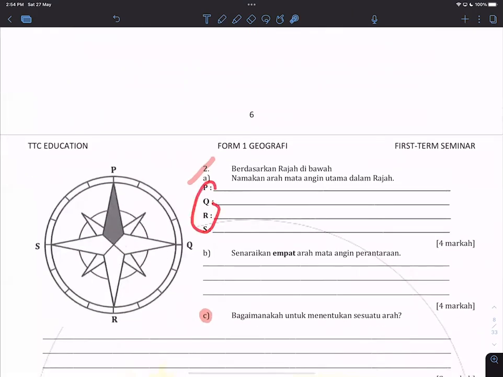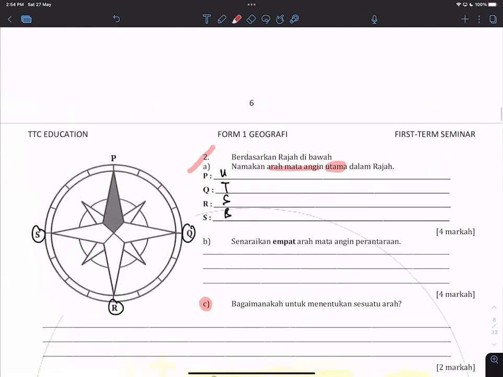So arah mata angin utama, usually look at the questions. Namakan arah mata angin utama. So utama, P, this is the jarum, right? So this jarum is referring to utara, Q, timur, R, selatan, S, barat. You guys know how to spell. I will not write the full answer.